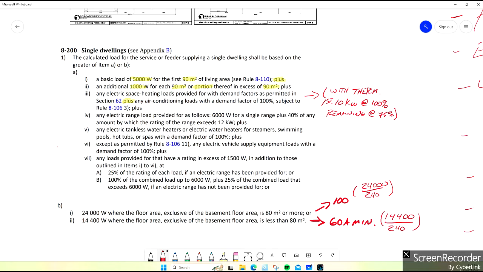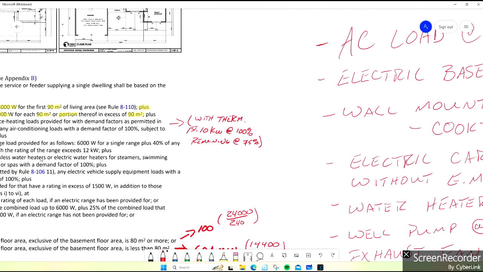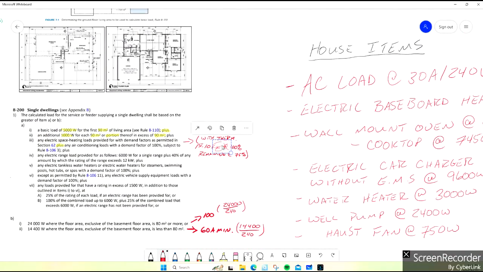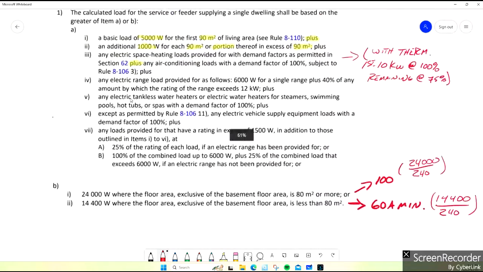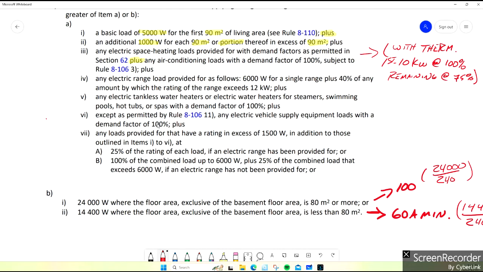Number 5, any electric tankless water heaters or electric water heaters or steamers, swimming pools, hot tubs, or spas with a demand factor of 100%. While I'm reading this, why not let's add a hot tub. Maybe it's 40 amps, that's pretty common, 240 volt. This house is also getting a hot tub. We'll see how we apply that rule. Basically, it's 100% of its rating.